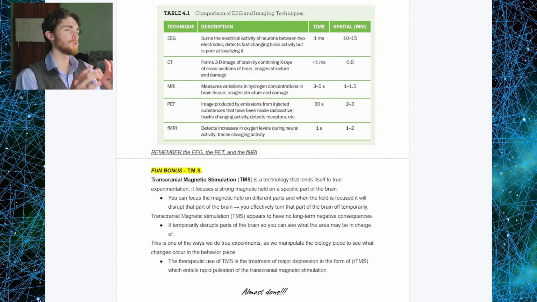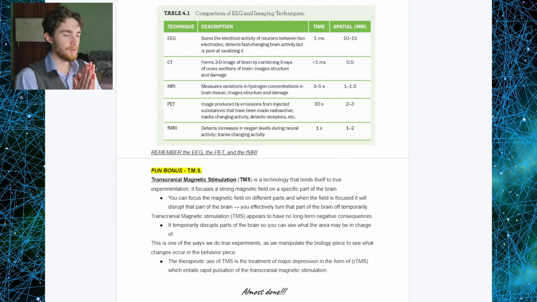TMS temporarily disrupts parts of the brain so you can see what the area might be in charge of. This allows us to do true experiments, because we can manipulate the biology piece to see what changes occur in the behavior piece. And again, that's important. When it comes to doing experiments with TMS, we can manipulate the biology piece by disrupting certain parts of the brain, and then looking at what changes occur in the behavior piece, whatever function has been disrupted.